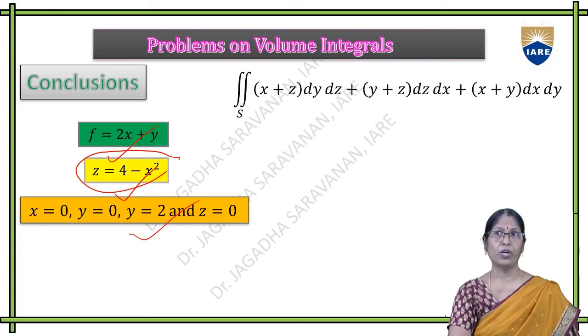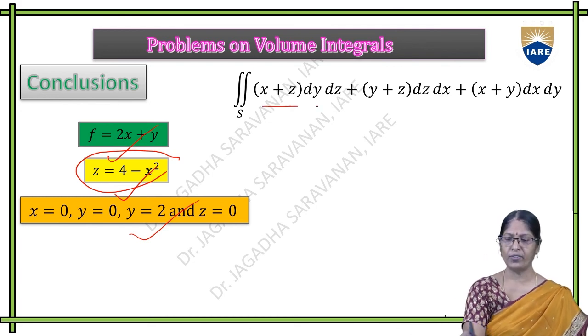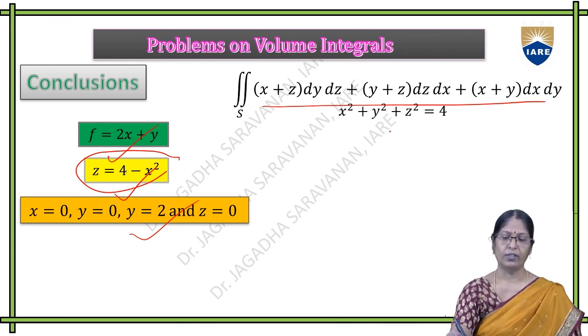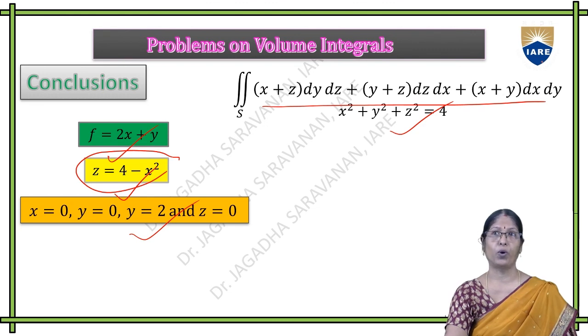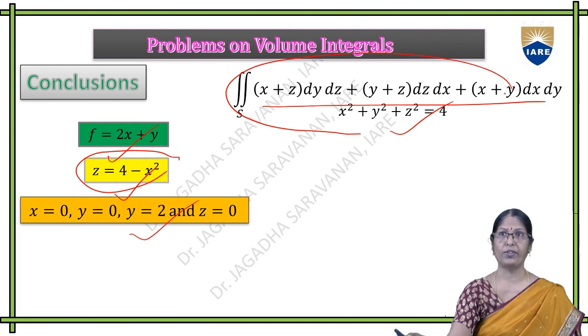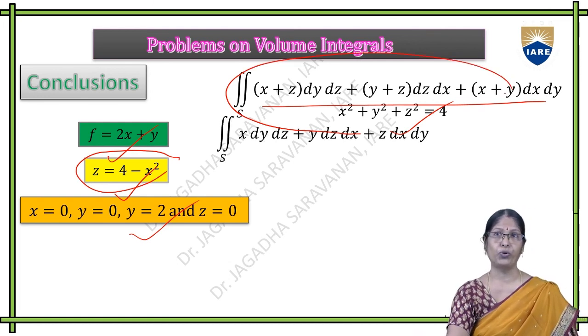Then we moved to the problem of the surface integral. In the surface integral, f dot n ds is given. For that, the sphere condition which is given is x square plus y square plus z square equal to 4, that is r square, r equal to 2. This problem we concentrated on. Next, we moved to another surface integral.